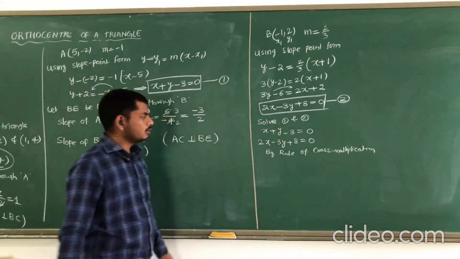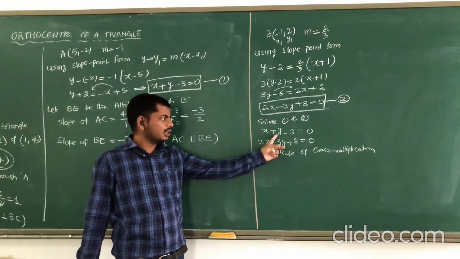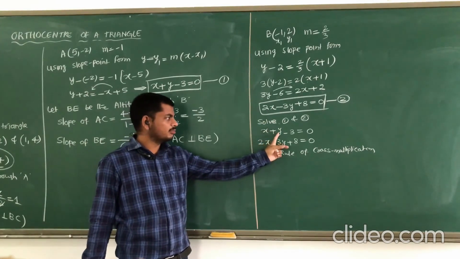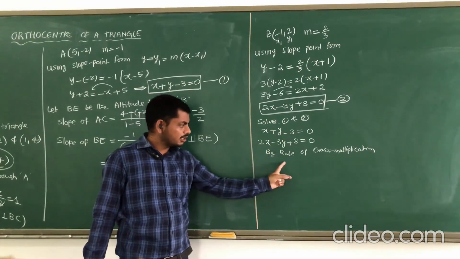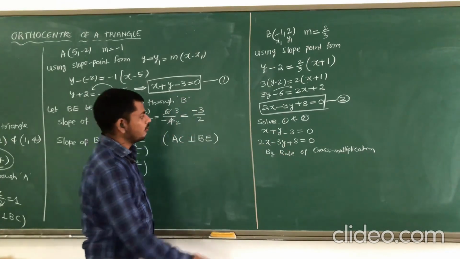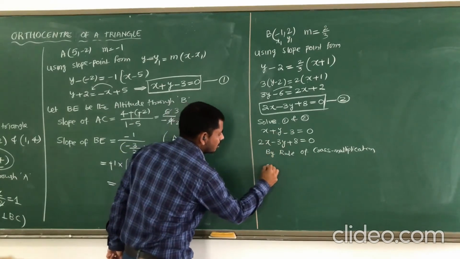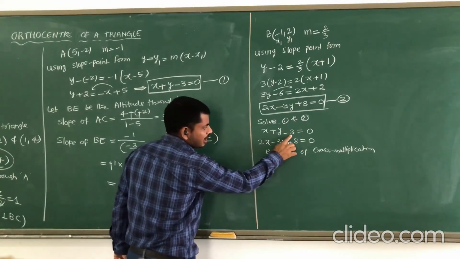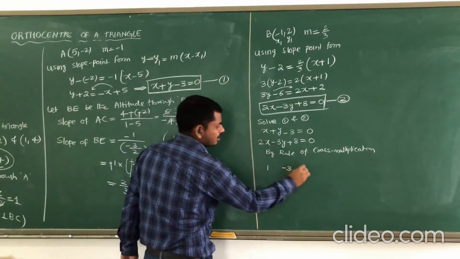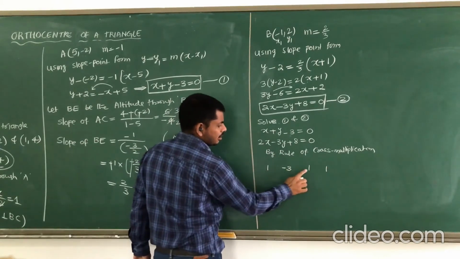Here take the coefficients from these equations. Suppose it is in ax plus by plus c form. Here write the terms b, c, a, b. First to start with the y coefficient in the first equation. Here coefficient of y is 1. Next write the constant term, that is minus 3. Write the x coefficient 1. Again repeat y coefficient 1.